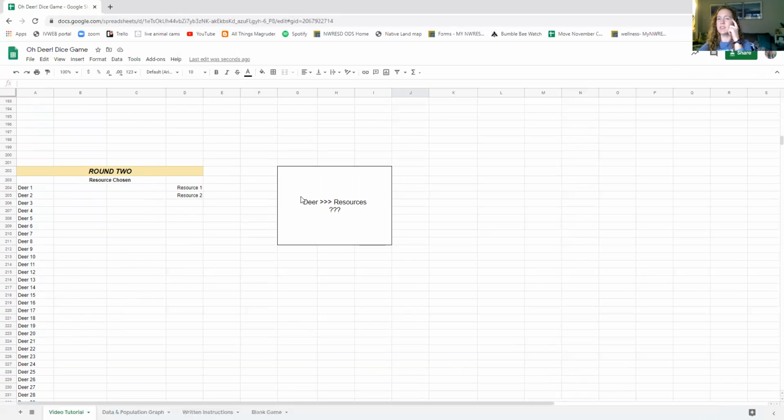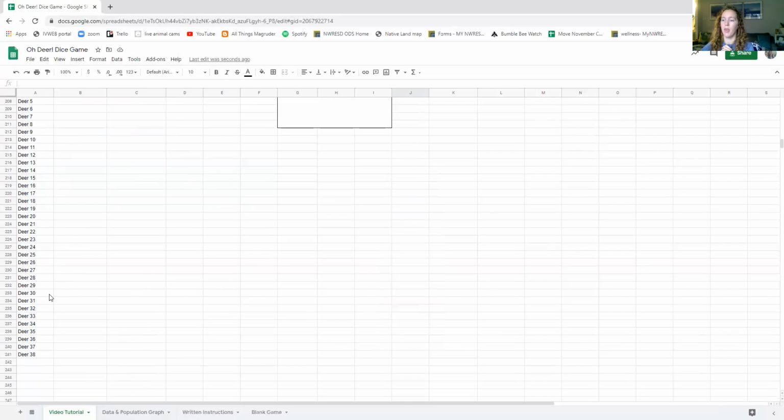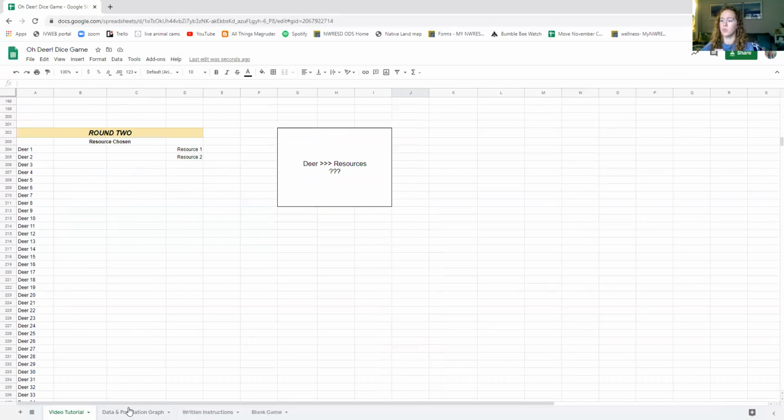So what do you think is gonna happen going into round 3 here? Just take a minute, make a hypothesis. Keep thinking on this. I'm going to put our starting numbers into this data and population graph. We have 38 deer and 2 resources.